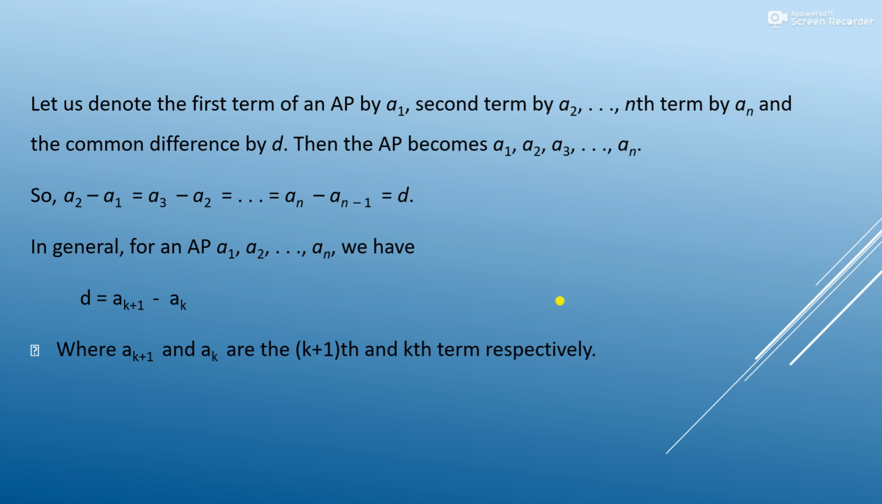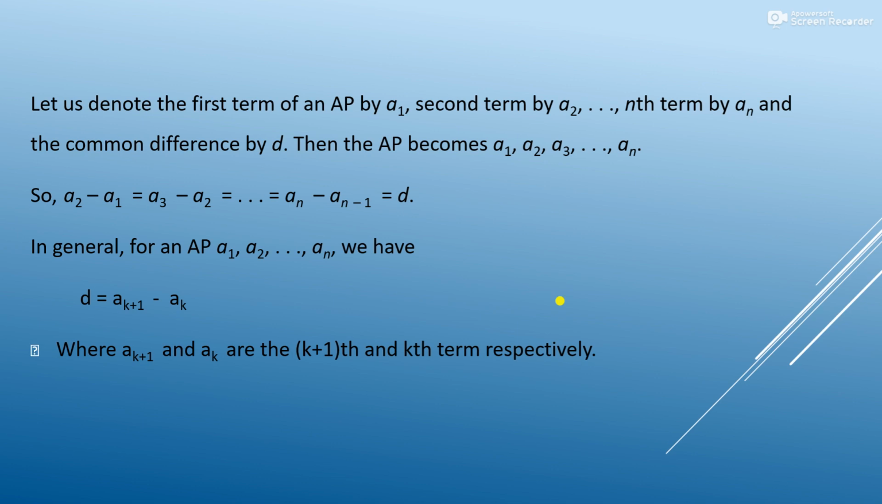Let us denote the first term of an AP by a1, the second term by a2, the third term by a3, and the nth term by an. And the common difference, that is the difference between a2 and a1, between a3 and a2, like that, as d. Then the AP becomes a1, a2, a3, and so on up to an. So the difference d is equal to a2 minus a1, which is equal to a3 minus a2, which is equal to an minus a(n-1). If this difference d is constant, then only can we say that it is an arithmetic progression.